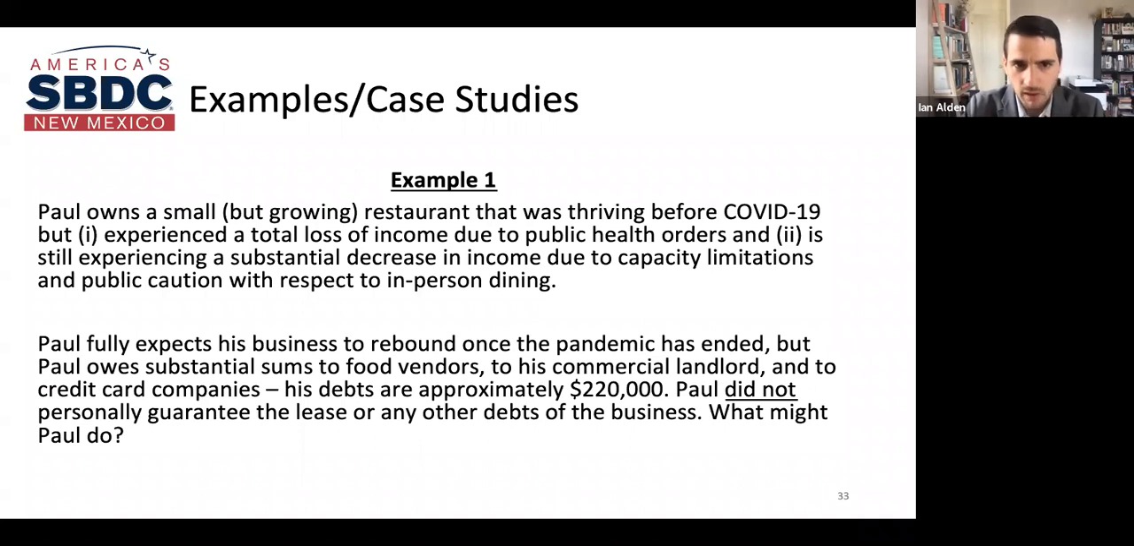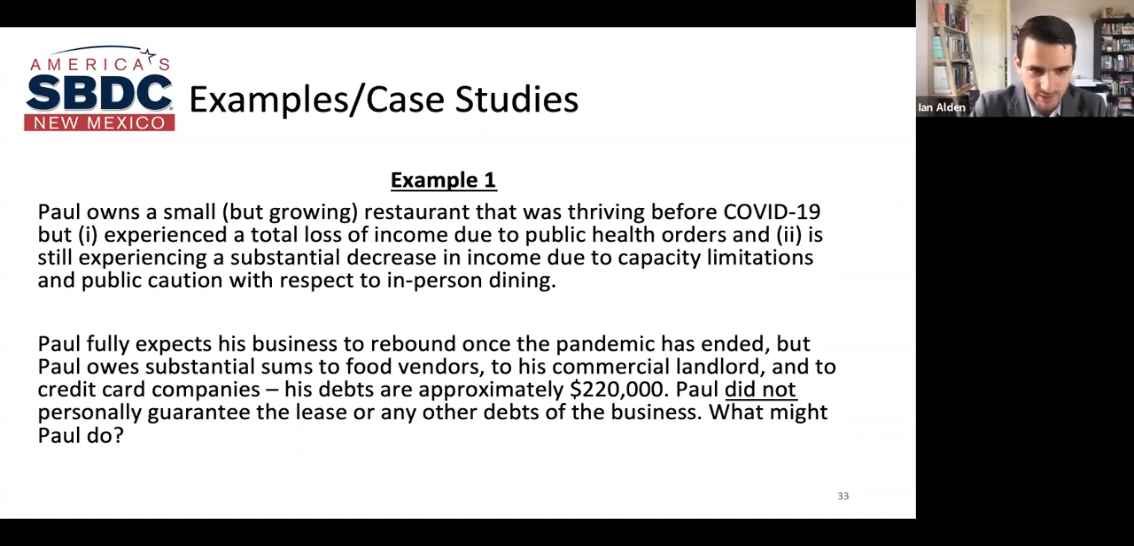Study 1. Paul owns a small but growing restaurant that was thriving before COVID-19, but experienced a total loss of income due to the public health orders. There was a period of time where restaurants were just closed. Then he was experiencing a substantial decrease in income because of capacity limits. Dine-in was banned for a while, and now it's subject to limitations. Maybe they've lifted those limits, but there's still mitigating things that business owners have to do with respect to COVID. And so the income is still hit, but the business was thriving before COVID.